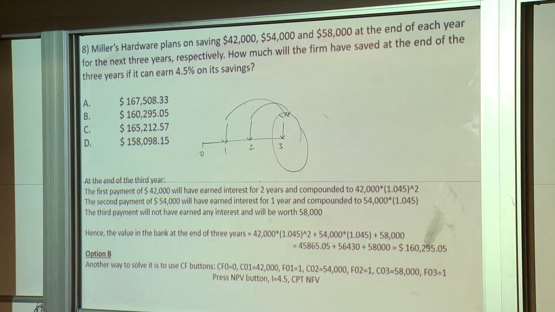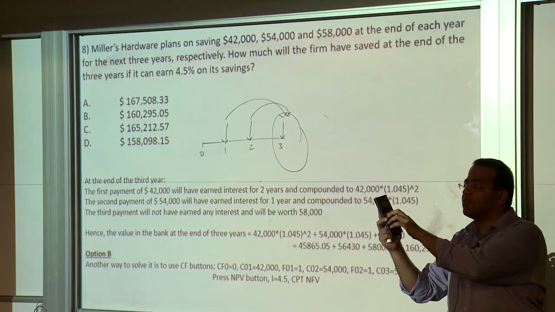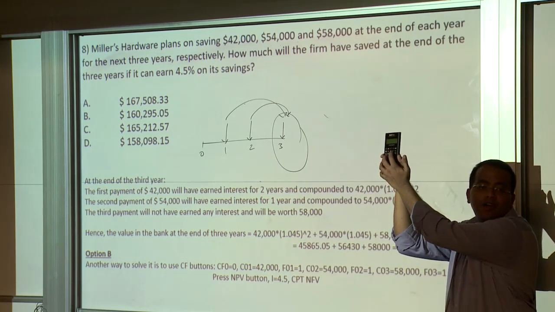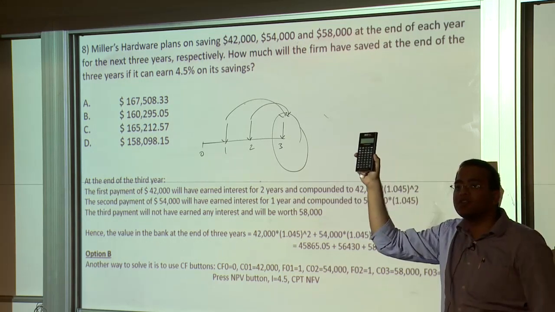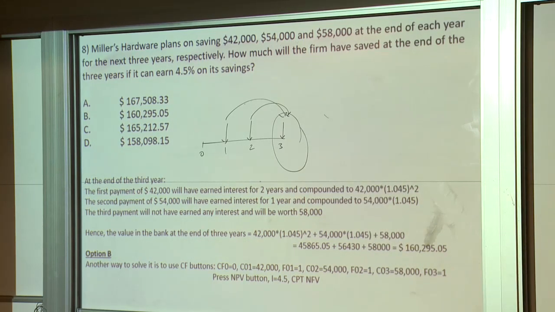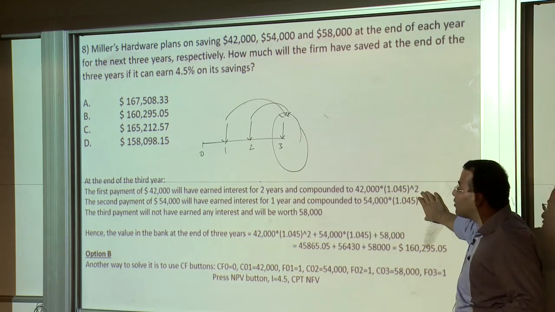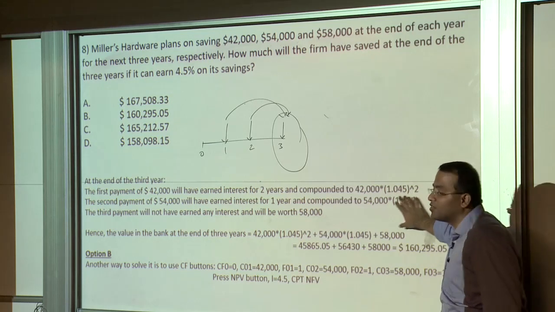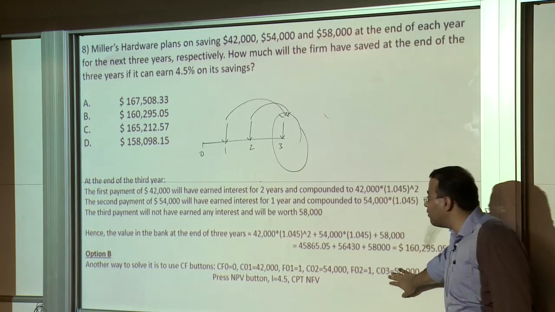So now on your calculator, we are going to deal with a separate bunch of buttons. The buttons that we'll be dealing with are called the CF buttons, the cash flow buttons. In the cash flow buttons, there are 3 buttons: CF, NPV, and IRR. Those are called the cash flow buttons, and we'll be dealing with those right now. So the first method I told you was simply finding the future value and then adding them all up. That's what's described here. Let me get to the second option B.